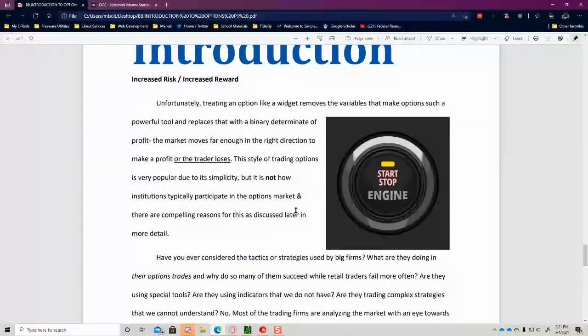So if you only trade an option like a widget, you remove all of those extra choices and all you've got is long and short, and you better hope it goes far enough or you're not going to make money. You're not going to make very much money.